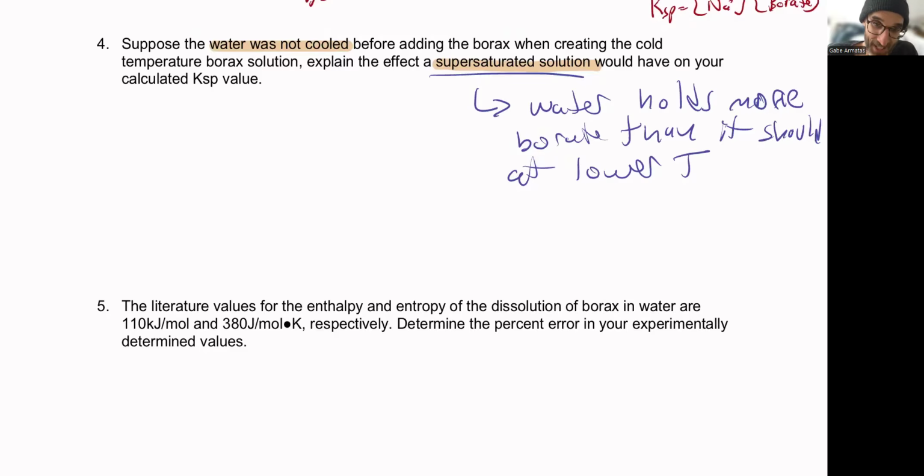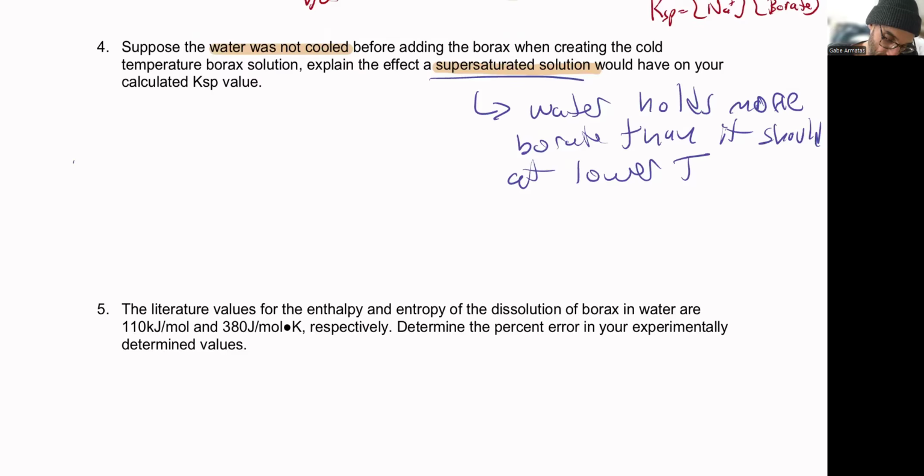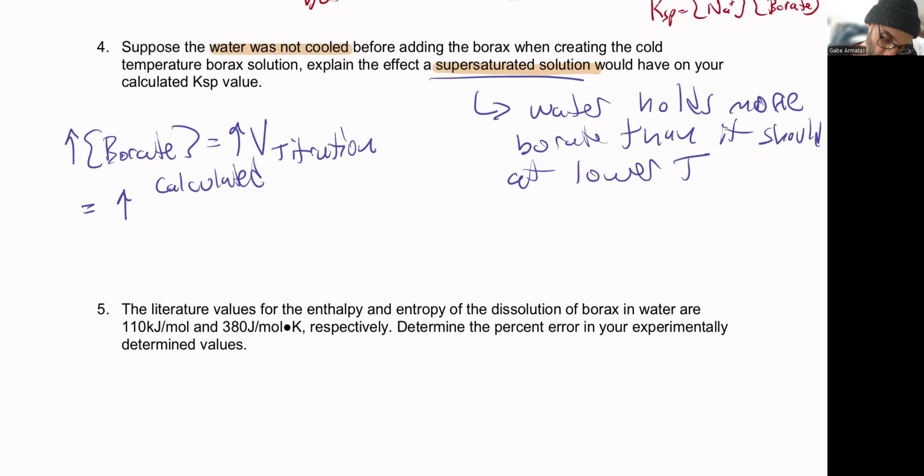So ultimately, what you are going to end up with is an increase in borate in solution, which equals an increase in volume of your titration. And for the same reasons above, that equals an increase in the calculated borax, or borate, I should say, which equals an increase again in KSP. Same idea, you have more borate than you should have there, and ultimately end up in that result.